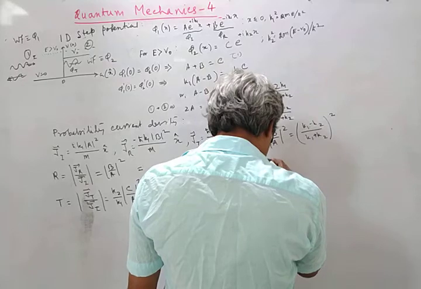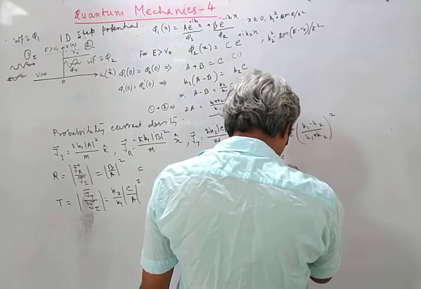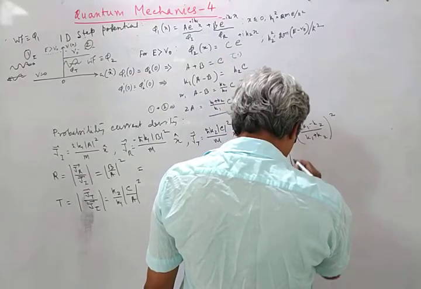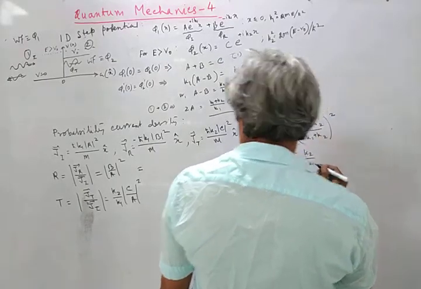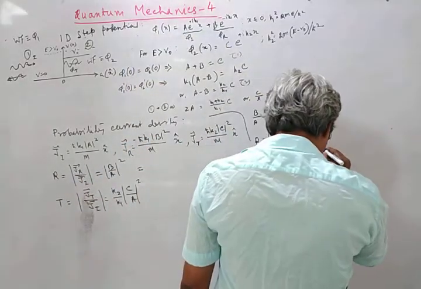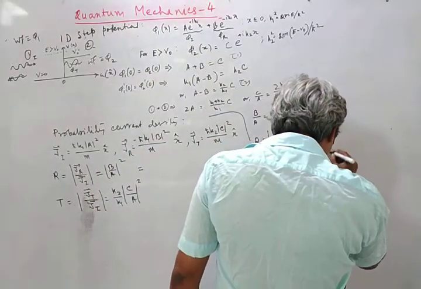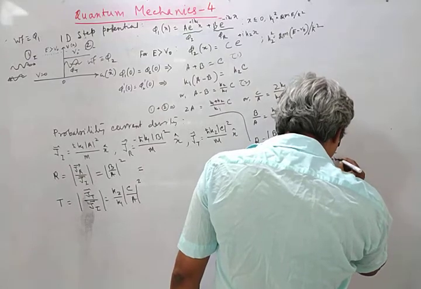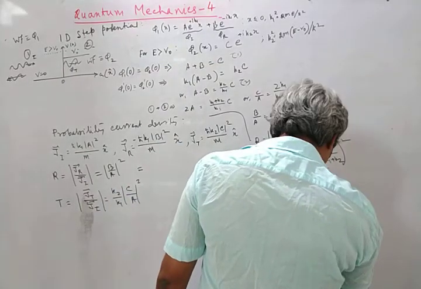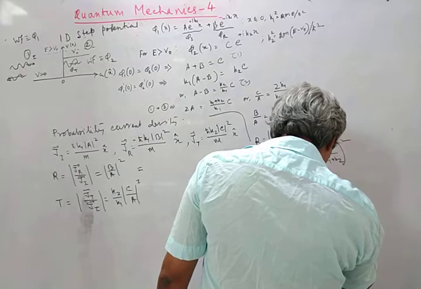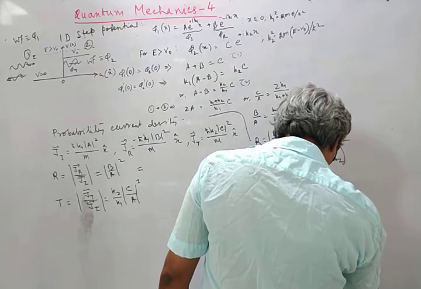And transmittance is C by A. It is 2k1 by (k1 plus k2) whole square, so this is 4k1 square, which we can write as 4k1k2 by (k1 plus k2) whole square.